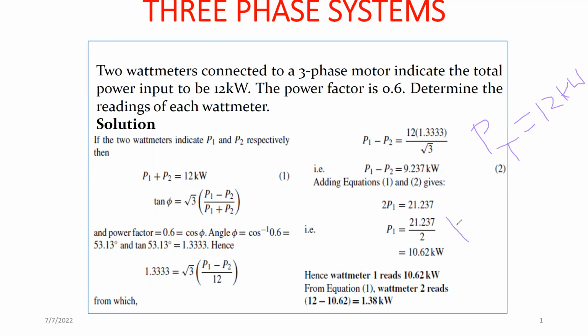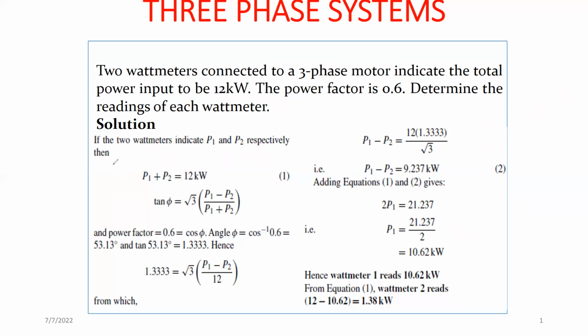the total power is given by P1 plus P2. P1 plus P2 gives you the total power in a 2-wattmeter method. So we have our total power as 12 kilowatts. So we have our P1 plus P2, giving us 12 kilowatts. And then we are given a power factor of 0.6.